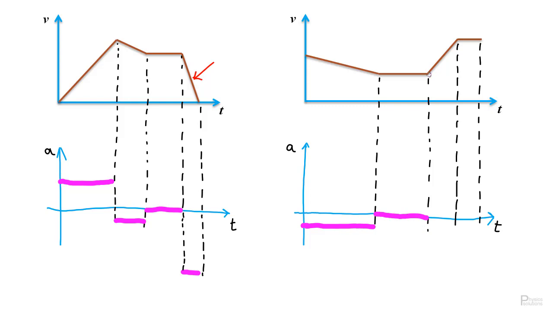Third segment, the object suddenly starts speeding up quite steeply. So this tells us first that the acceleration is positive because we have a positive slope. Second, we have a straight line in the v versus t graph. Therefore, we have a constant acceleration.